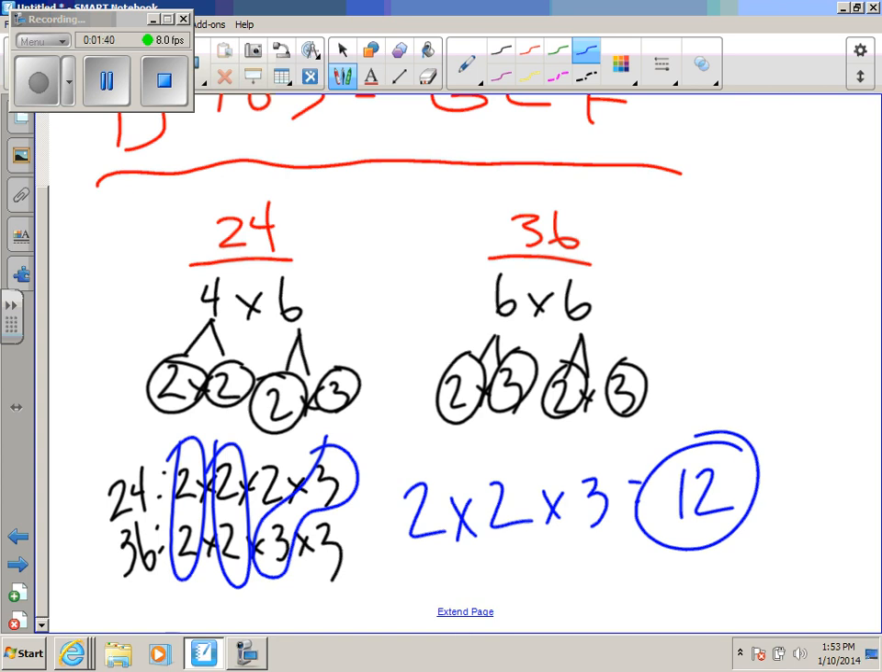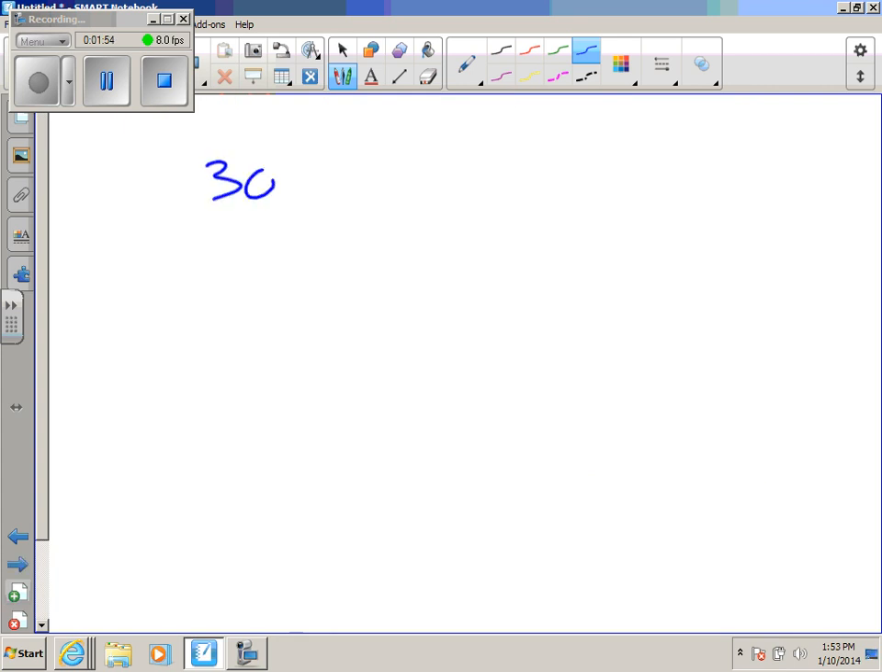Okay. Now, some of you found that out right away by looking at it, but you have to have a method that's going to work for you when you can't. Okay. 15. So 5 and 6.